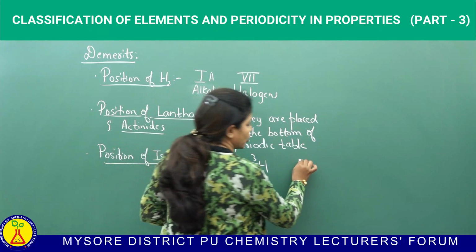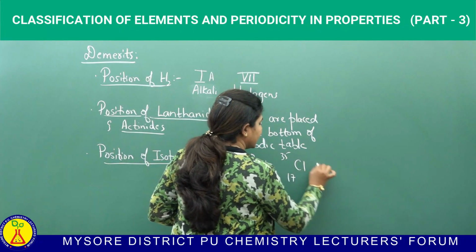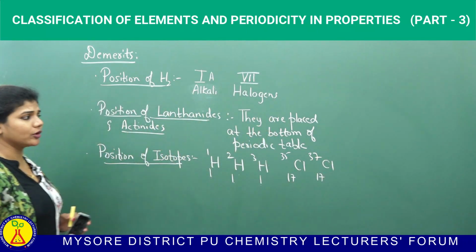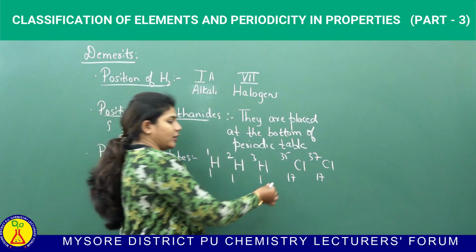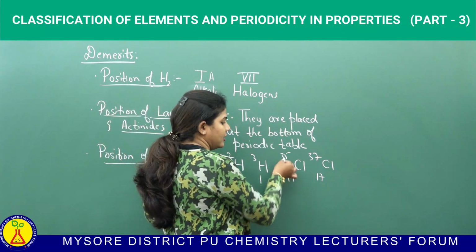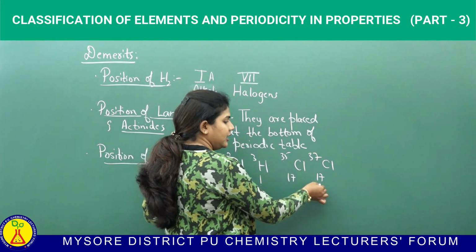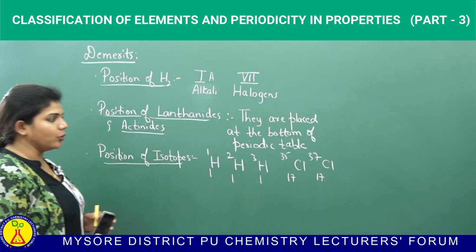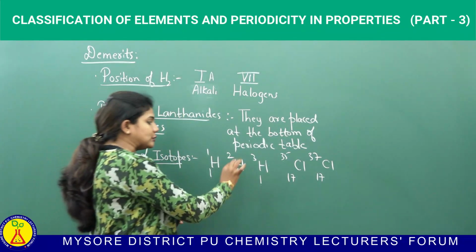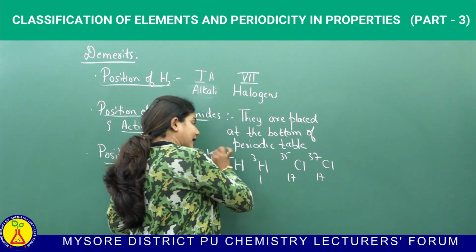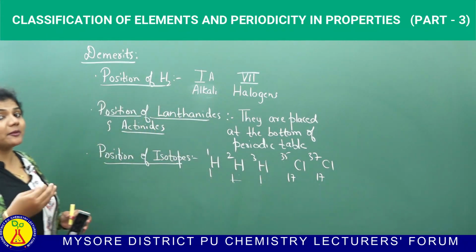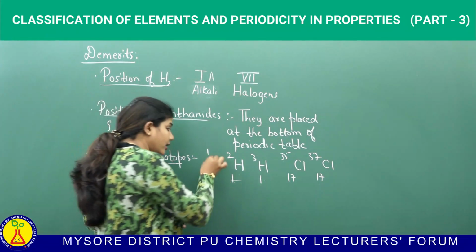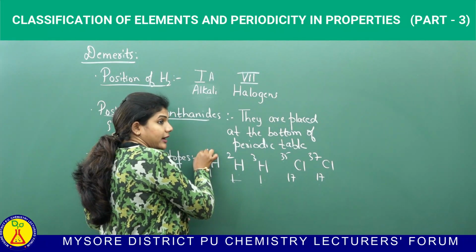Now look at chlorine isotopes. Chlorine 17 35, chlorine 17 37. These are the two isotopes of chlorine. In these two isotopes, what is the atomic number of chlorine? 17. What is the atomic mass? 35. For this isotope the atomic number is 17, atomic mass 37. What can I say now? In these isotopes the atomic number is the same, but the atomic mass is different. Since the atomic mass is different, hydrogen should have had separate positions in the periodic table.